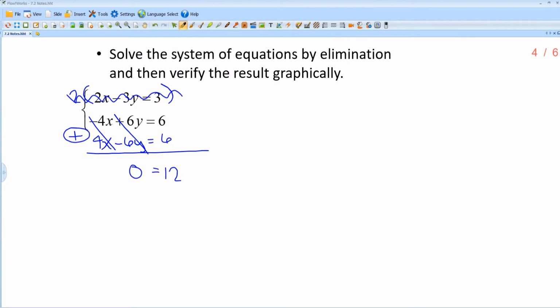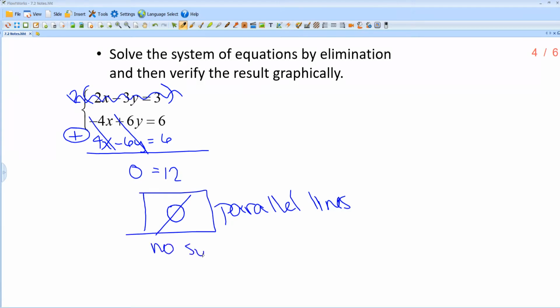Well, now you're thinking, is 0 equal to 12? No, it isn't. So that means that there's no solution here. And what that's also telling us is that these must be parallel lines. Your answer here would be no solution. Parallel lines is more of what's happening, but it's not the actual solution. Your solution is the fact that there is no solution because 0 is not 12.